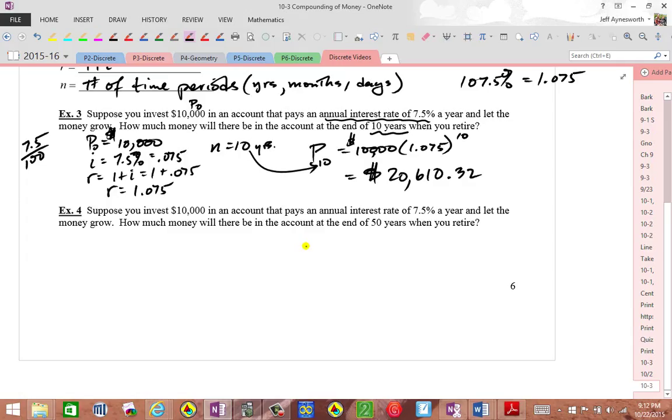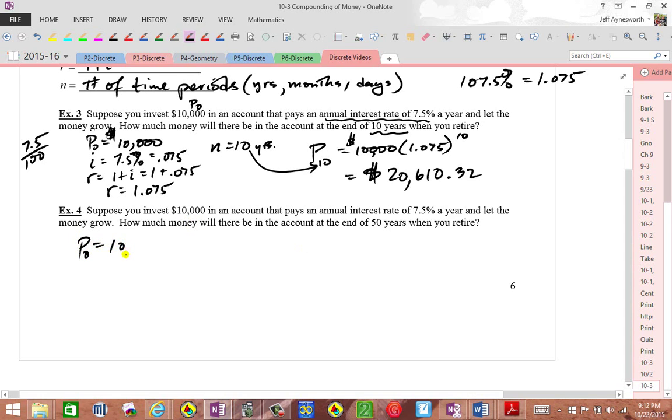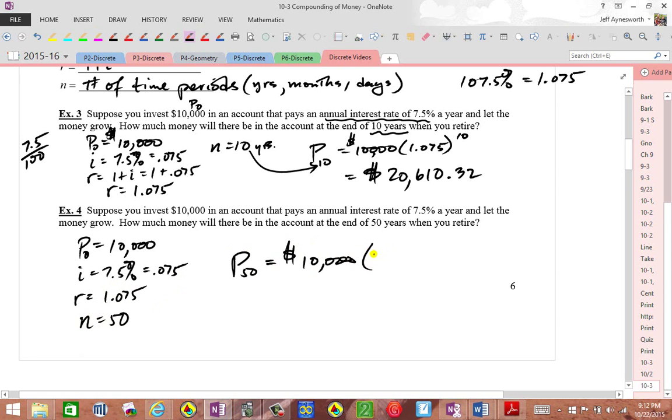All right, so I'm going to assume that you already paused and played. So here we go. The initial amount is 10,000 again. The interest rate, I, is 7.5%, which is 0.075. This time we're going to let it ride for 50 years. So R is 1 plus I, or 1 plus 0.075. And now N is 50 years. So here we go. P of 50, the future amount, is going to be equal to 10,000 times our growth factor, 1.075, raised to the 50th power.